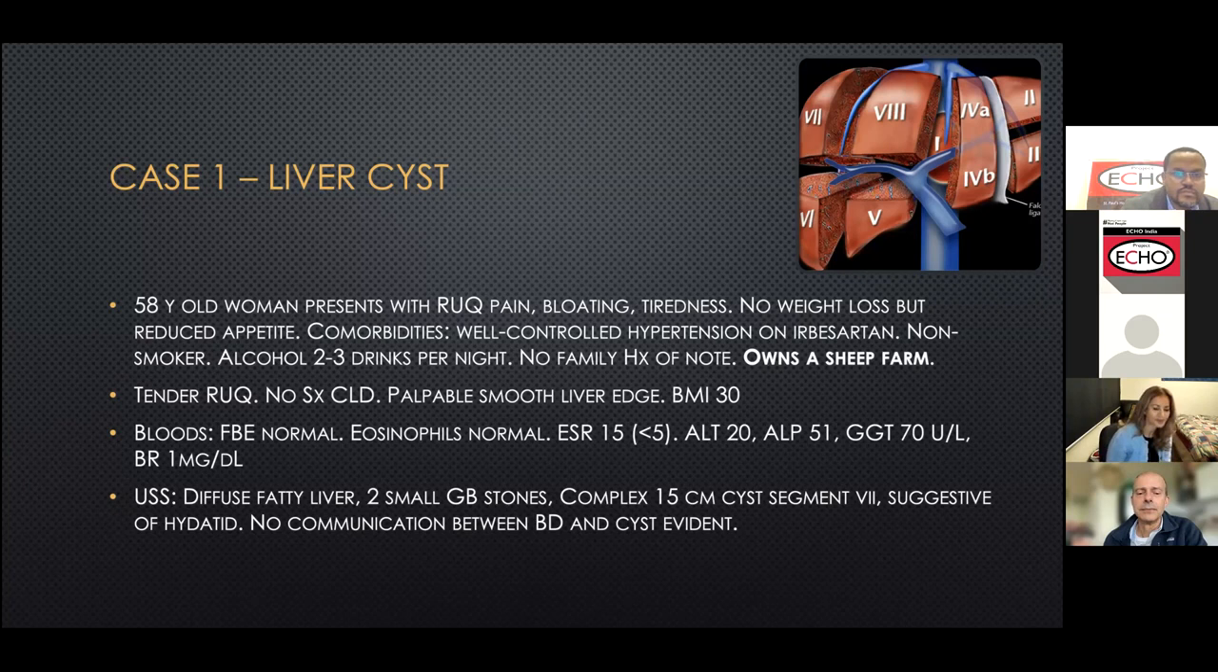Normal bilirubin. An ultrasound scan was organised to investigate the right upper quadrant pain, and she was found to have a diffuse fatty liver, a very common finding amongst our patients, 2 small mobile gallbladder stones, and a complex 15-centimetre cyst in segment 7. So I never remember the liver segments very well, so I've put a picture up there. Suggestive of hydatid, no communication between the bile duct and the cyst is evident.